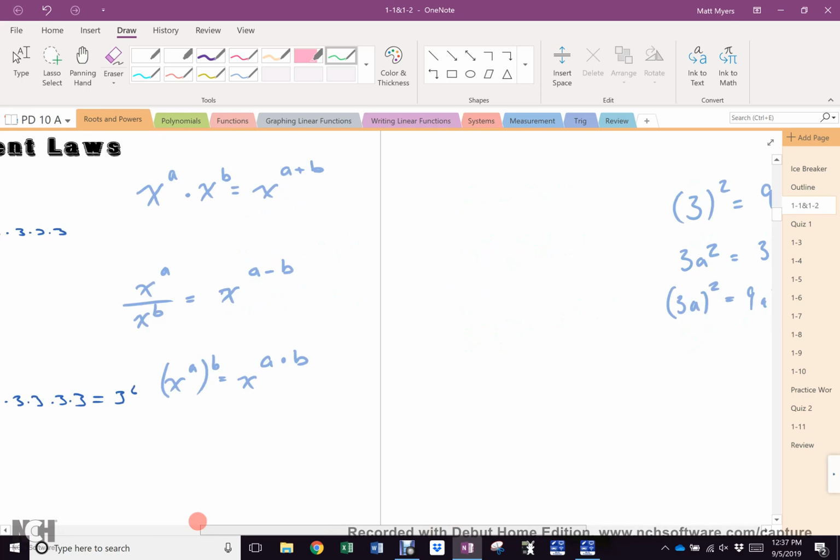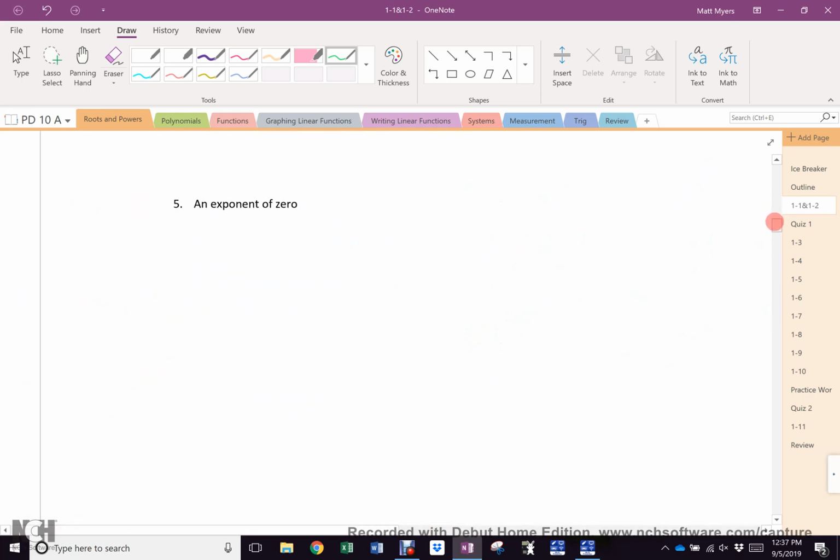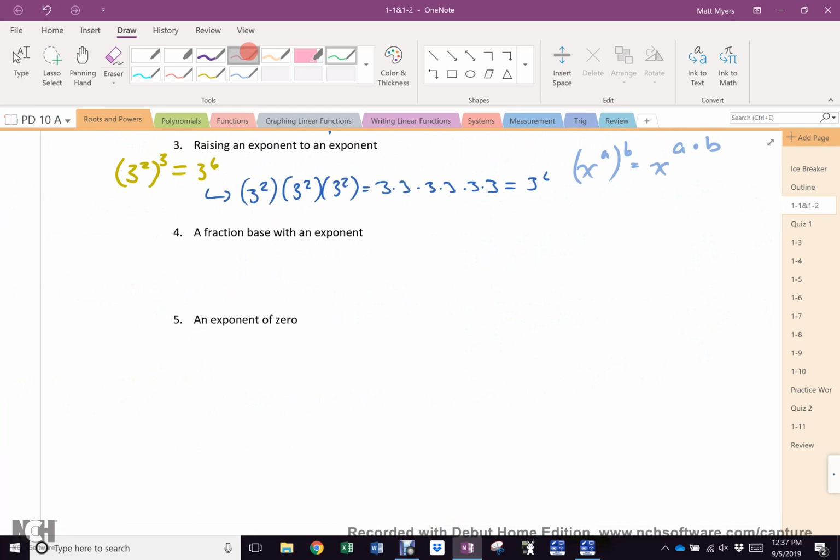Okay. Now, we slide back over to here, and now we want to start writing again. A fraction base with an exponent. Okay? So that would be 3 over 2, squared. What is the answer? 3 squared over 2 squared, which is what? Because we would never leave it like this, would we?